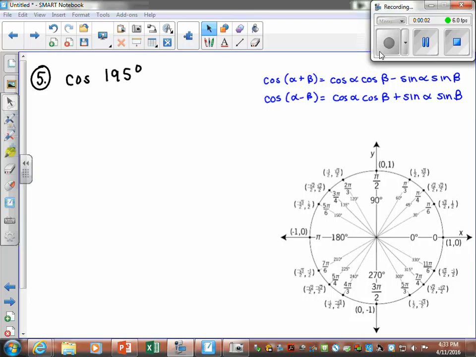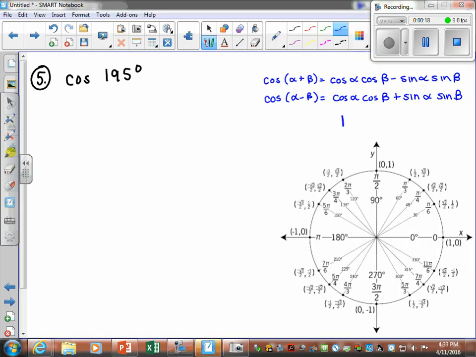Okay, picking up with our next example, cosine of 195. Now our formulas are here, so we can either add or subtract. Here's our main degrees on our unit circle. So we'd like to try those if possible.